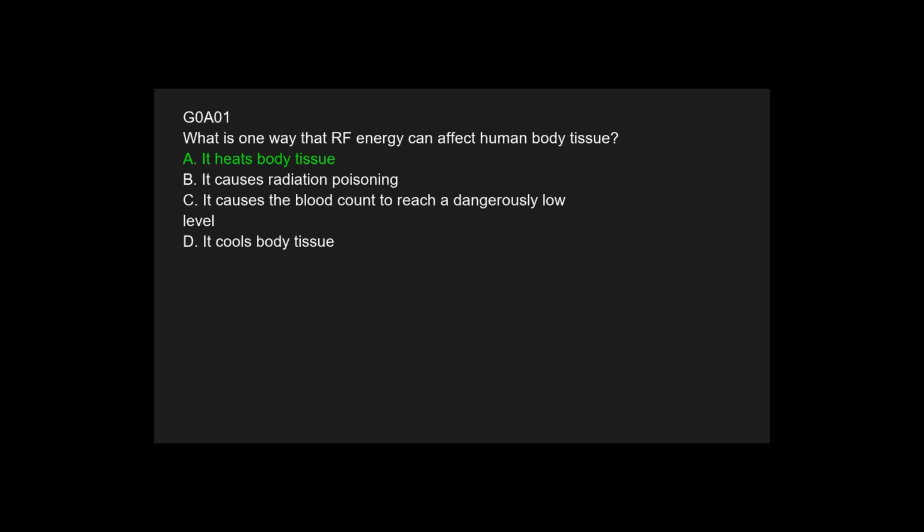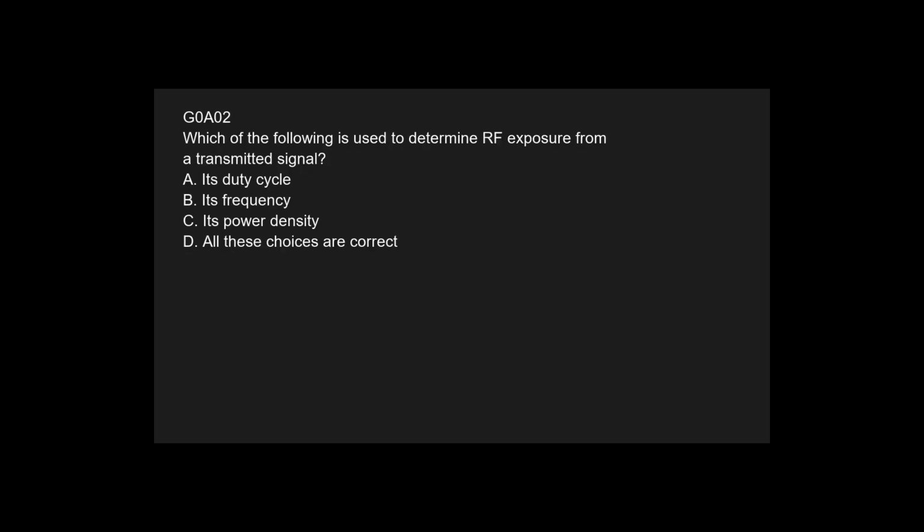The correct answer is A. It heats body tissue. Question: which of the following is used to determine RF exposure from a transmitted signal? The correct answer is D. All these choices are correct.